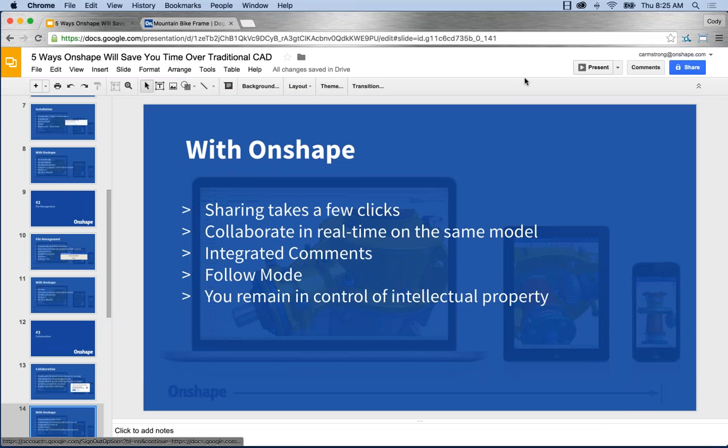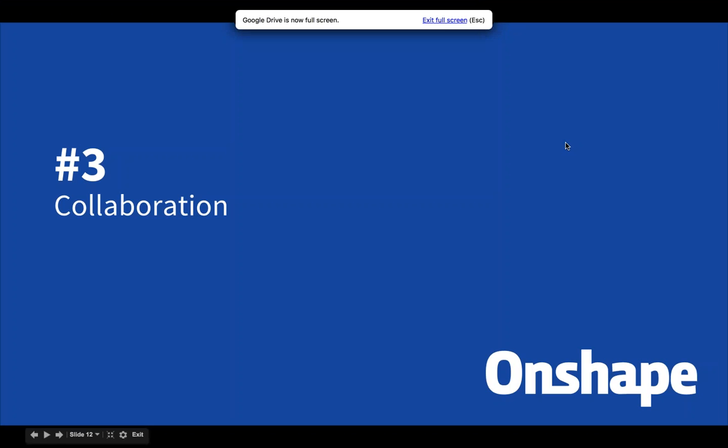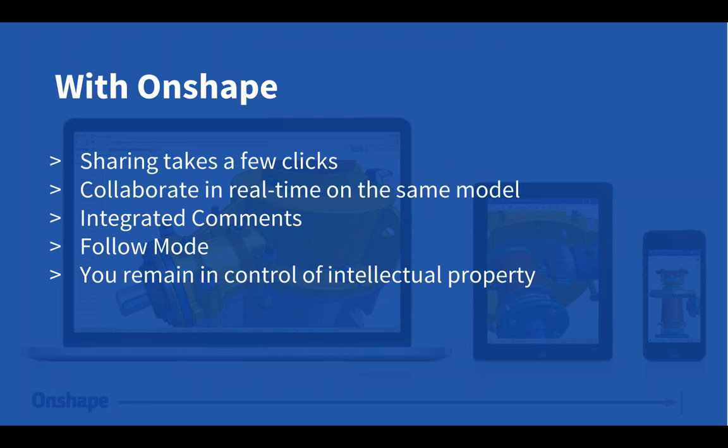Okay, so moving on. Again, collaboration, it's really just all about the architecture of Onshape and the ability for us to collaborate in real time because we're not based on files and a series of files.